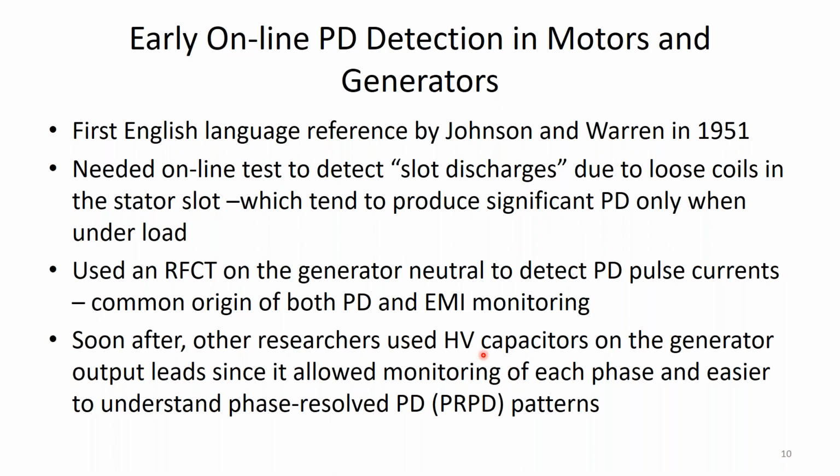And the reason why people started moving to capacitors installed on the high voltage terminals on the output leads is because it allowed us to see the pulses on each phase, so we could distinguish which phase the discharge activity was happening on. And as we'll talk about a little bit later, there's something called phase resolved PD, or partial discharge patterns or plots, how we look at PD with respect to the 50 hertz AC cycle. And these PRPD plots are much easier to understand if you're just looking at one phase at a time, rather than 3 phases where all the signals from all 3 phases are joined together.